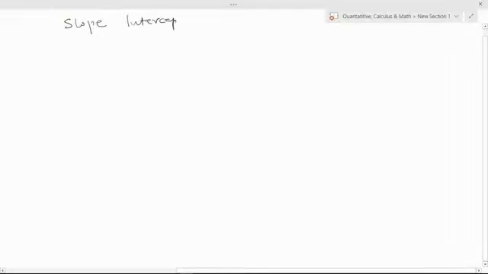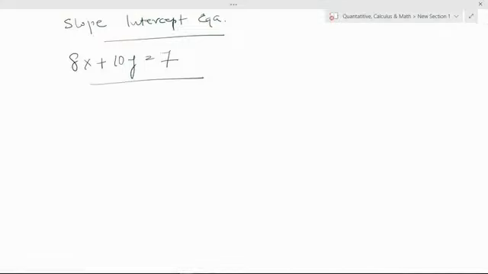Let's look at slope. Now we have an equation, 8x plus 10y is equal to 7. If you want to find the slope and the intercept, you will need to get the equation in terms of y.